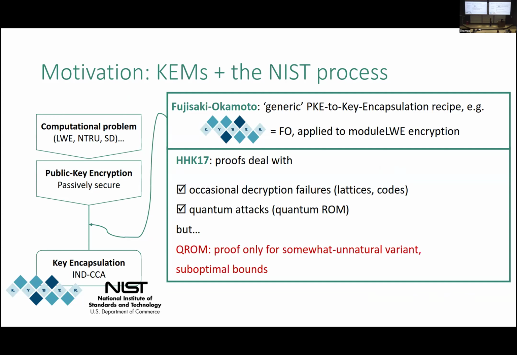And when FO was originally designed, people, I guess, didn't yet have post-quantum security in mind. So the original proofs did not consider that public key encryption schemes could sometimes fail to decrypt, like lattice or code-based schemes. And the proofs also didn't account for quantum attacks. So this is why in 2017, a paper came out that captured both of these aspects. And there has been a lot of follow-up work since then, because originally the quantum proof only worked for a somewhat unnatural variant of FO. I'll be talking about this in a few slides. And also the security bounds we devised were quite suboptimal because they were highly non-tight, meaning they only apply to way less efficient schemes.